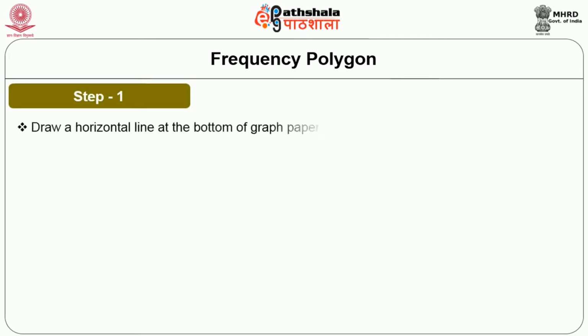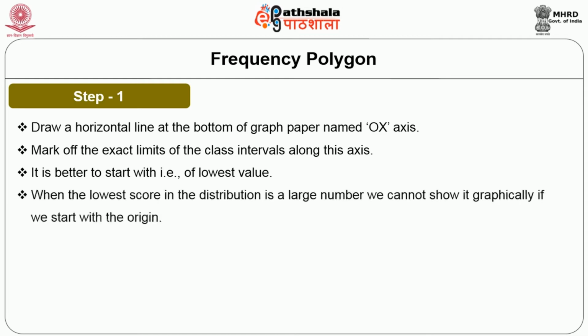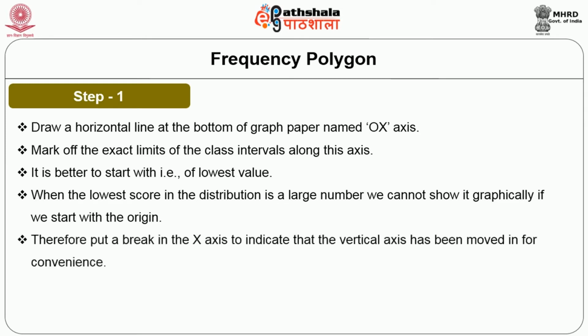Step 1. Draw a horizontal line at the bottom of the graph paper, named the OX axis. Mark off the exact limits of the class intervals along this axis. It is better to start with an interval of lowest value. When the lowest score in the distribution is a large number, we cannot show it graphically if we start with the origin. Therefore, put a break in the x-axis to indicate that the vertical axis has been moved in for convenience. Two additional points may be added to the extreme ends.